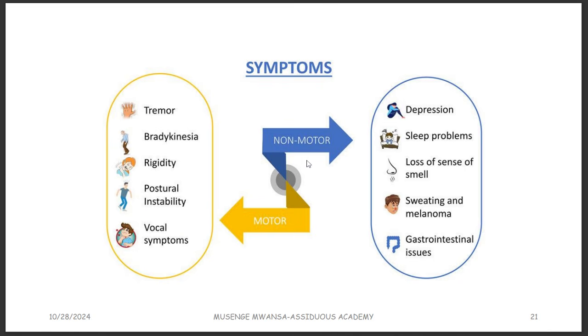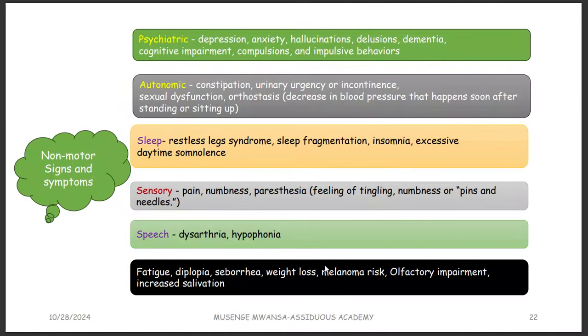And then for the non-motor, someone is going to be depressed. They can't sleep. They can't smell, there is sweating, and also some GIT problems. So you can see problems can be psychiatric, those which are non-motor: depression, anxiety, hallucinations, delusions, dementia, cognitive impairment, compulsions, impulsive behavior. You can see it's really a lot, right?